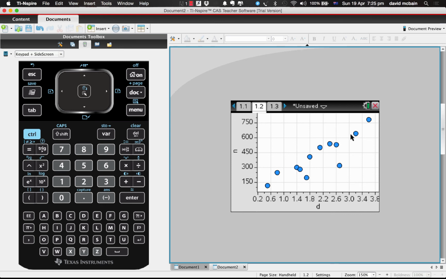Okay, well, I hope that's helped you understand how to generate a scatter plot on your calculator and how to calculate the Q correlation coefficient for that data. Thank you.